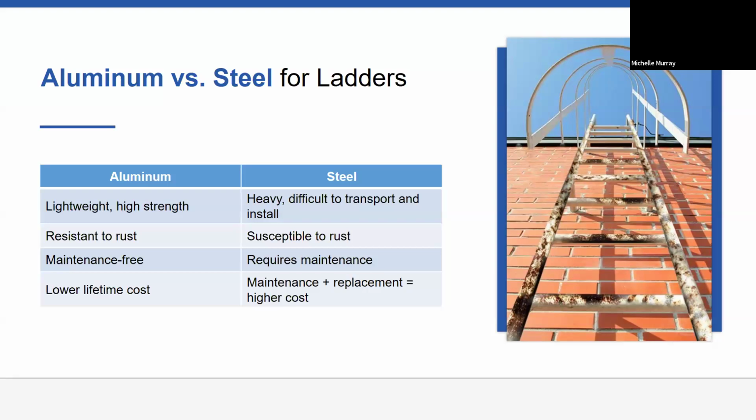To combat corrosion, steel ladders are either galvanized or made with stainless steel. This makes them more expensive than aluminum ladders, which naturally and economically resist rust and corrosion. Aluminum ladders are also maintenance-free, thus lowering their lifetime cost and improving their lifetime dependability at the same time.